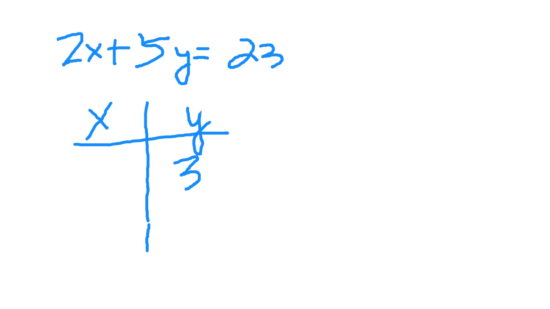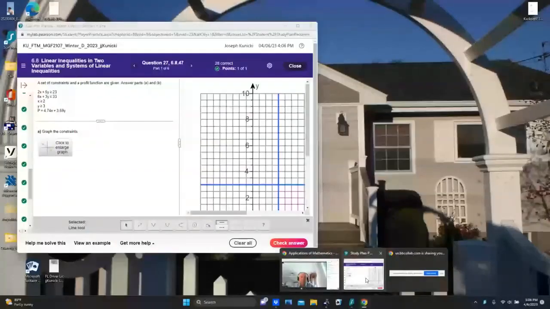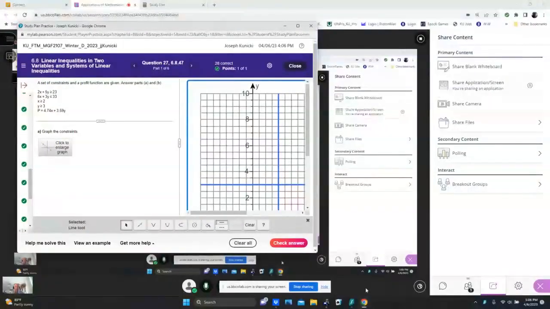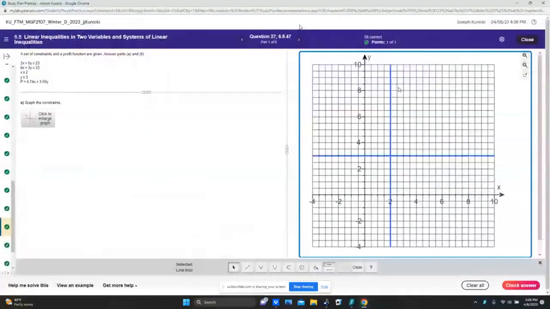Notice they're not intercepts. I'm plotting points here because that's the easiest thing to do. All right, so I have my points. I've got them written down. So I'm not going to come back to this screen. So just so you know, I'm going to go back to sharing the application screen and go back to the problem. Pain, huh? It's a pain. Open it up. There we go.